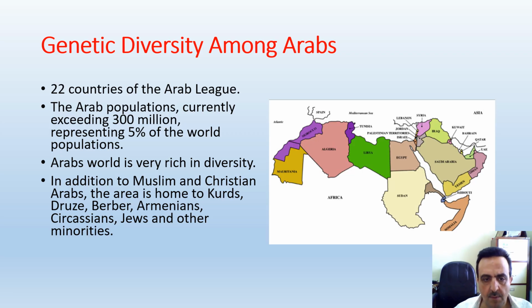So we have Muslims, we have Christians, we have Arabs, we have Kurds, Druze here in Syria, in Lebanon, in Palestine, and we have Berbers in North Africa. We have Armenians, Circassians, Jews, and other minorities as well. So this genetic diversity maybe contributes to the genetic disorders in the Arab populations as well.